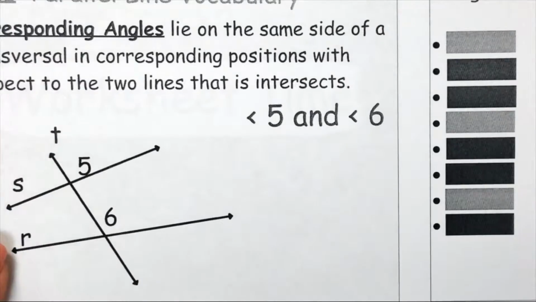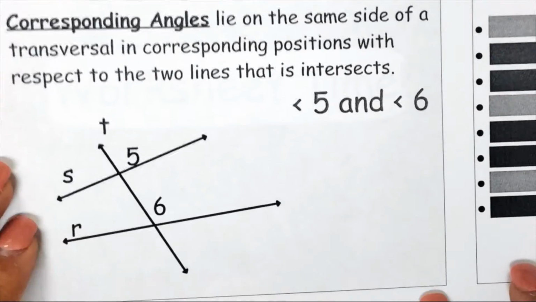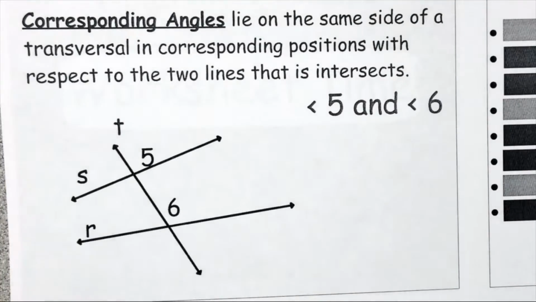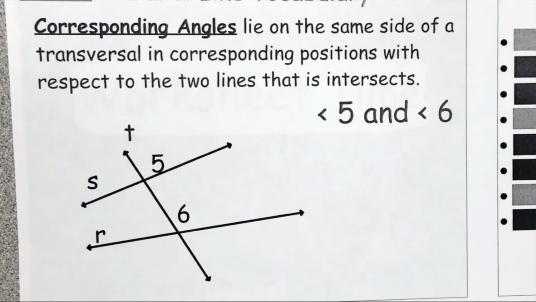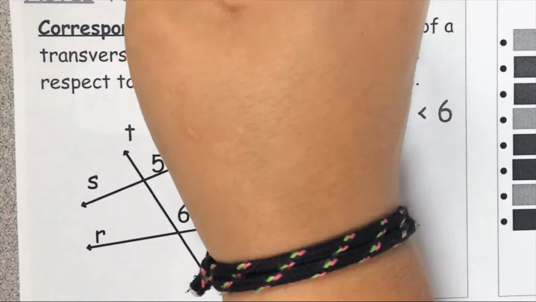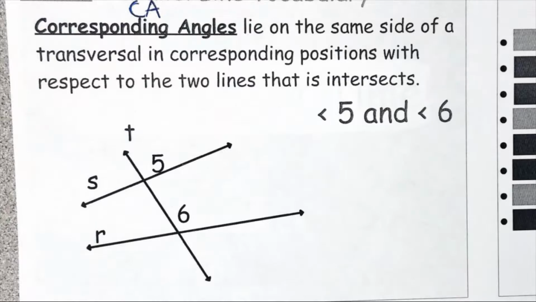Last one, vocabulary word, is corresponding angles. And honestly, these are the ones that get people tripped up the most. So be careful. We abbreviate this one CA. So corresponding angles lie on the same side in the same position.